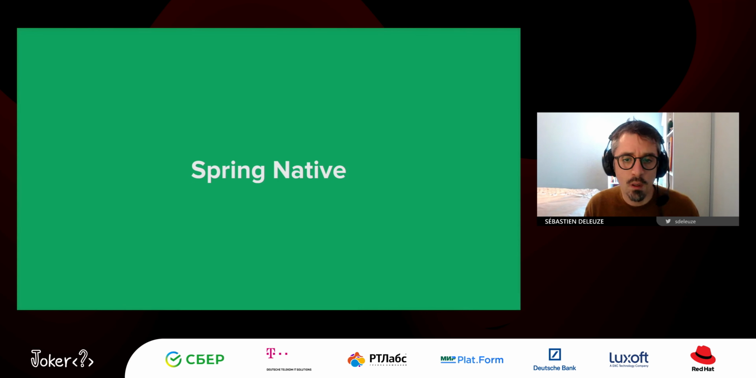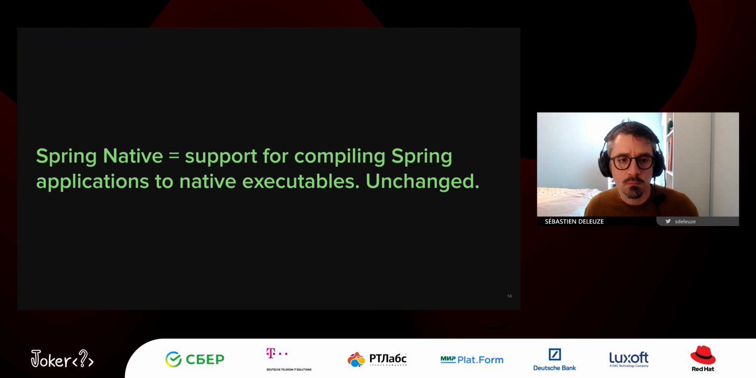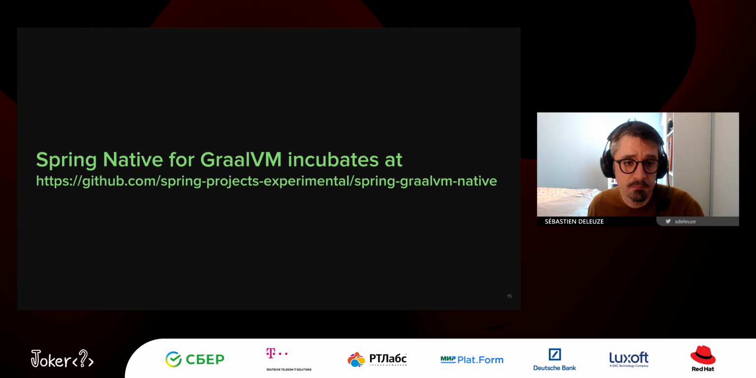So let's talk about Spring Native a little bit. So Spring Native is basically the support for compiling Spring applications to native executables unchanged. So we don't want you to have to change your current Spring Boot application in order to support this platform. The Spring team is doing the hard work, and when that is finished, you should be able to run your existing application without more change than updating your build, basically. So this support currently incubates in Spring Native for GraalVM. You see it lives in Spring Projects Experimental, and you can have a look. Everything is open source. You can follow our progress, and that's it.